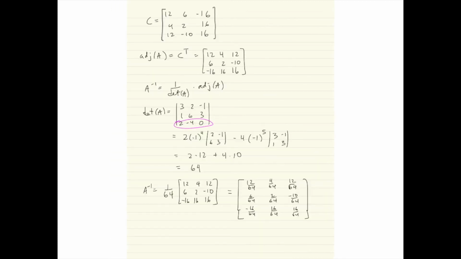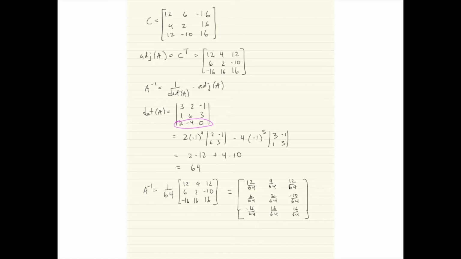Okay, so once we have the cofactor matrix, which I've copied out over here, then we simply take its transpose. That means the ijth term is the jith term of the original matrix. So basically you just flip everything across the main diagonal. The things on the diagonal, 12, 2, and 16, stay the same. The 6 flips over to this position, the 4 flips over to that position, and so on.